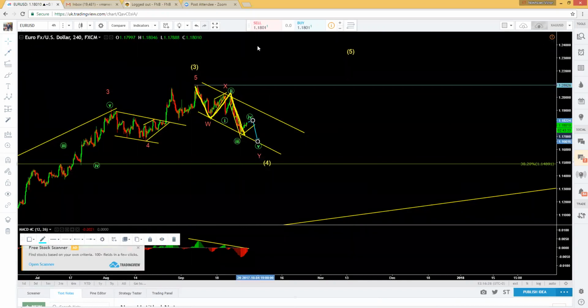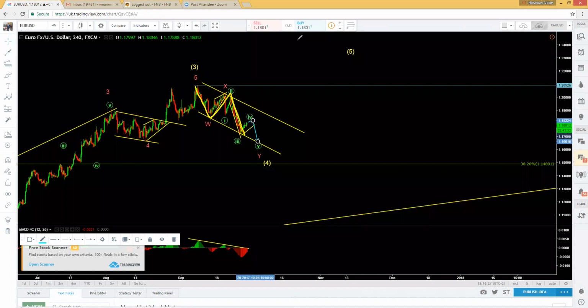Then after the completion of those 3 waves, let me clear it quickly. So after the completion of these 3 waves, 1, 2, 3, if it is completed there, then we go. Unless it does something like this.